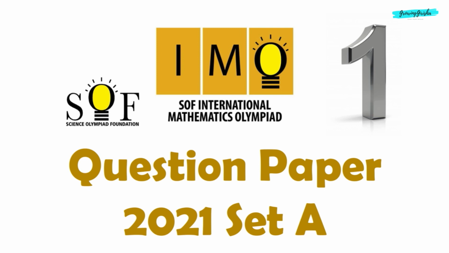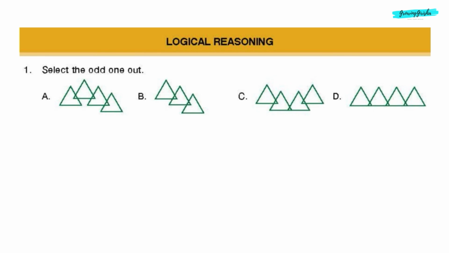In this video, we will discuss International Mathematics Olympiad Question Paper 2021 Set A for Class 1. Logical Reasoning. Question 1. Select the odd one out.